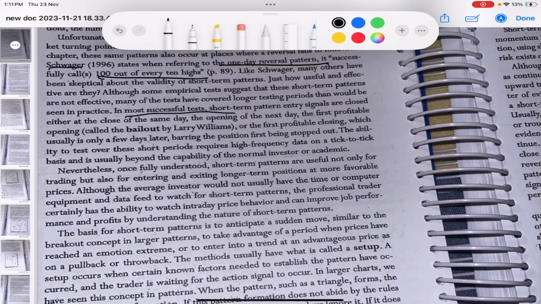In most successful tests, short-term pattern entry signals are closed either at the close on the same day, at the opening of the next day, or at the first profitable opening, called the bailout by Larry Williams. So what is a bailout? Bailout is basically the first profitable opening.